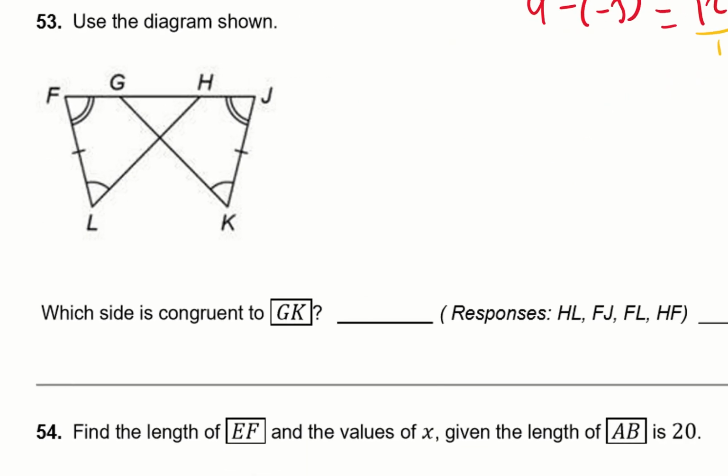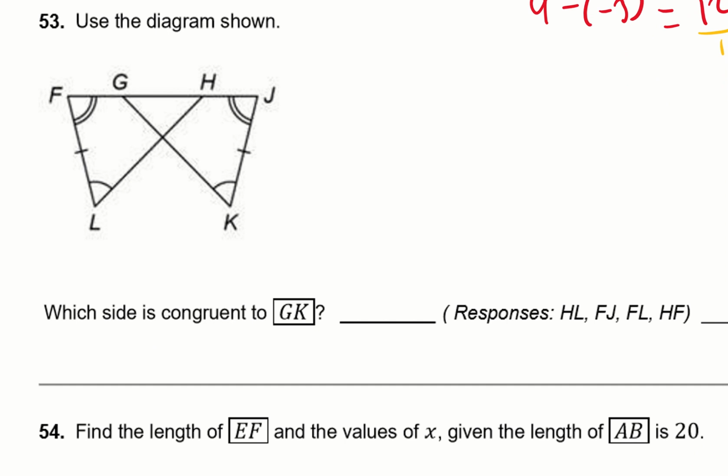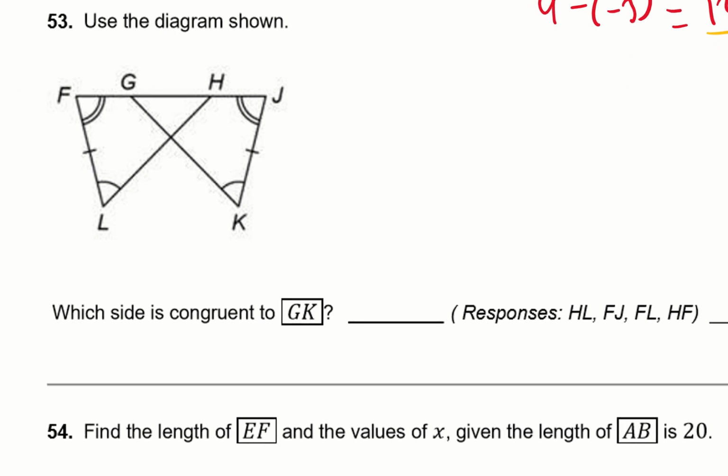All right, so use the diagram shown. Which side is congruent to GK? This one is not bad at all because you know that this is an angle, side, angle, angle, side, angle. And so you know that these two triangles are congruent. And clearly you could tell that this side right here is the side that is congruent to this side. So it's pretty easy to tell here. So GK is congruent to HL.